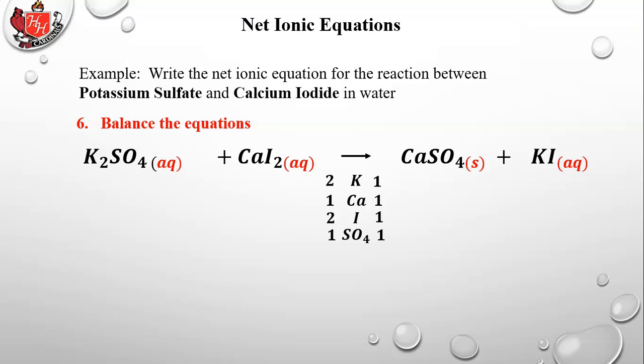Okay, so what do we need to balance? Well, we need to put a 2 in front of the KI. When we do that, the K becomes a 2 on the right side, and the I also becomes a 2 on the right side. And now you see everything is in balance. Everything matches up, right side, left side. So therefore, that's a balanced equation.